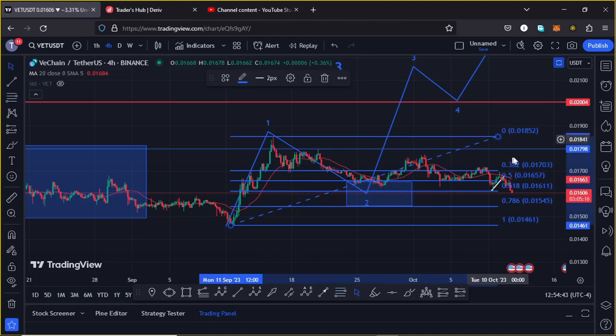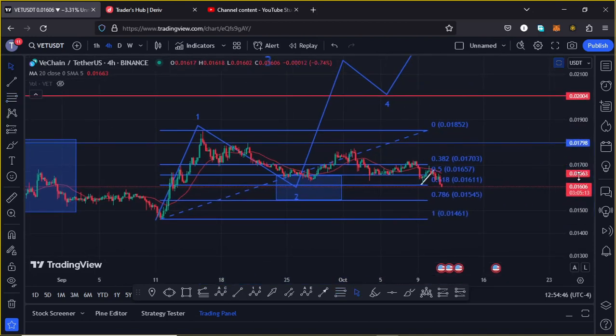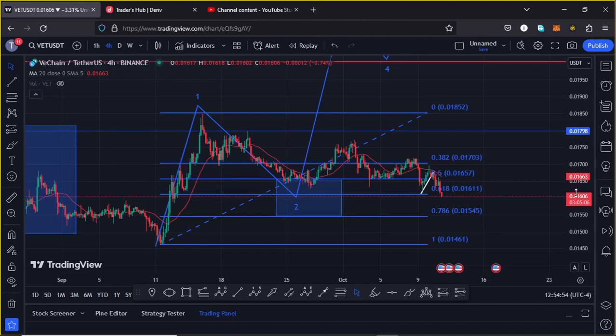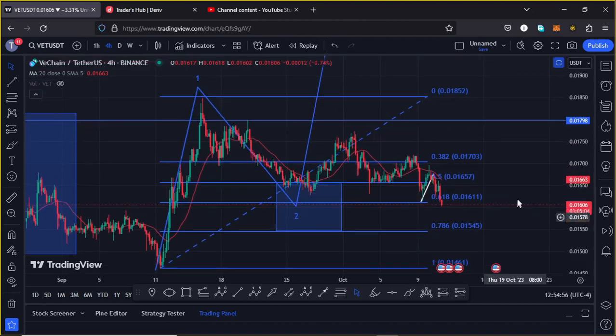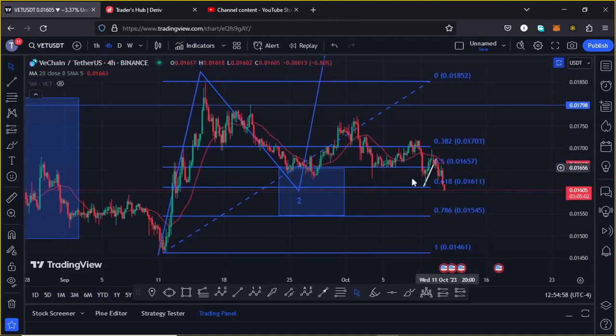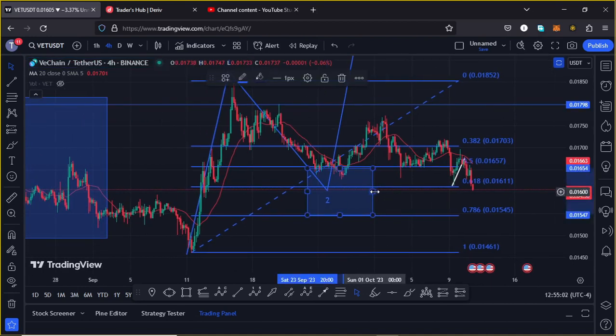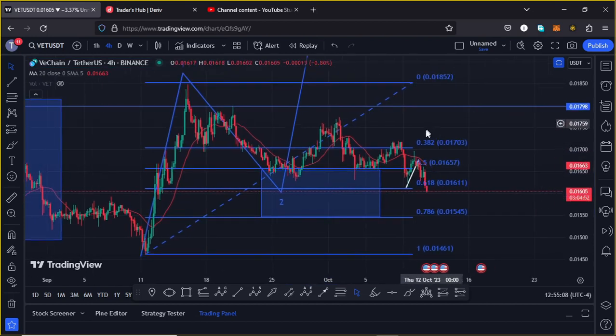That now gives me a target area between the fib level 0.5 and the fib level 0.78 as a maximum. And that is between the $0.01657 mark and the $0.01545 mark, which is an area that we are yet to fully maximize.